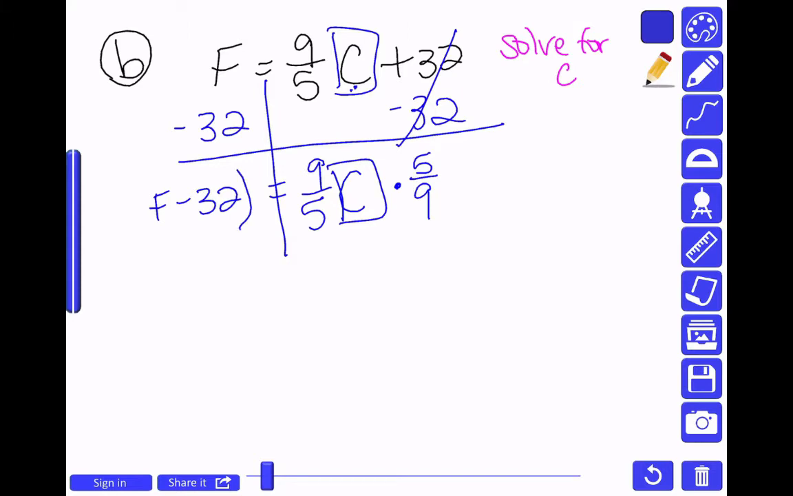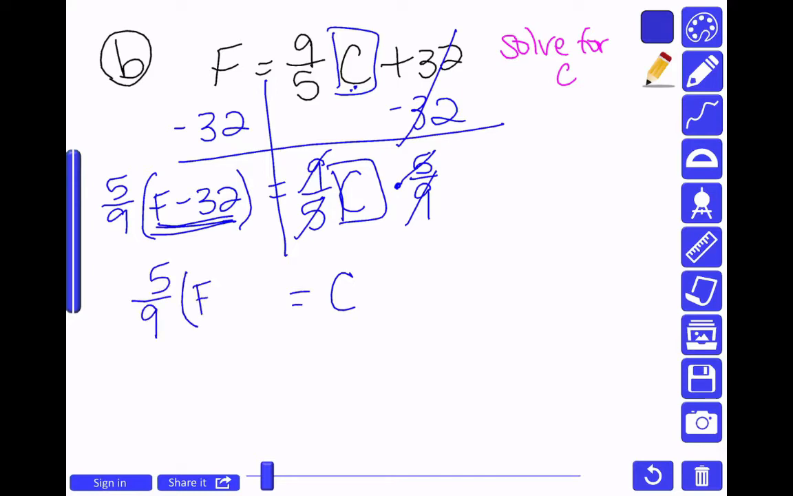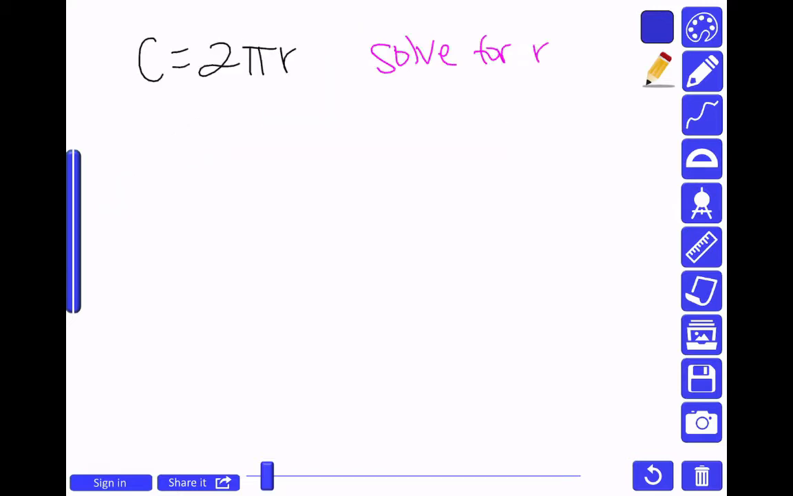Now, when I do that on the left side, I have to be very careful that I multiply this entire quantity by 5/9, not just the F. So again, this 5 cancels this 5, this 9 cancels this 9. So I have C equals 5/9 times (F minus 32). That is an acceptable answer. You could also distribute the 5/9 to the F and the minus 32, but this is how I'm okay with seeing it.